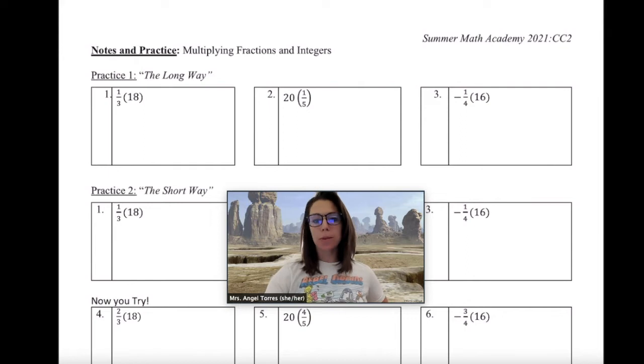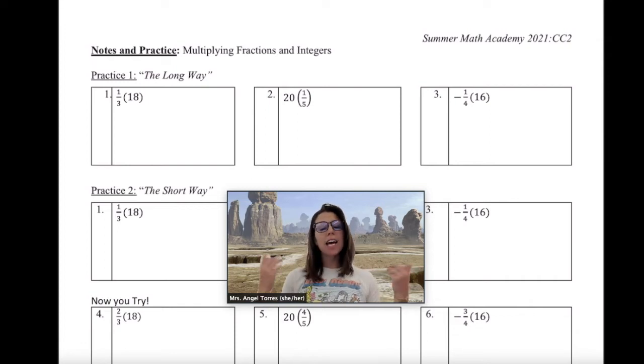Now, what does this mean? We're looking at products where we're taking a fraction of a number. There's a long way to do this, and then there's a short way. We're going to start with the long way that you were probably taught in your previous classes, and then we're going to try a shorter way where we use mental math to do some division rather than just multiplication. So grab these notes and let's get started.